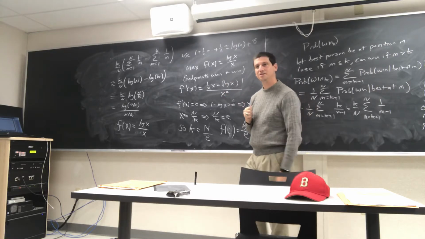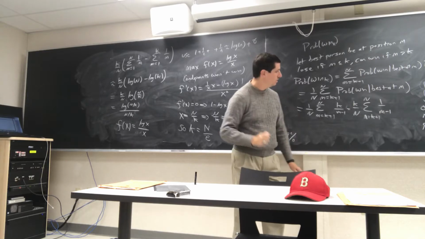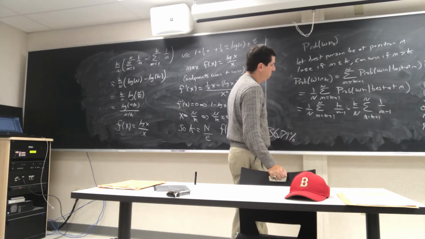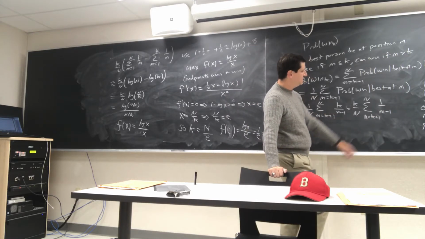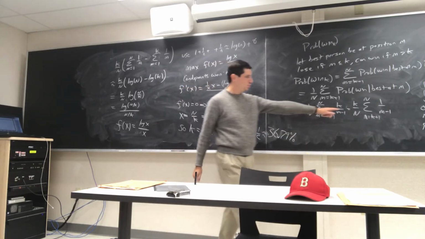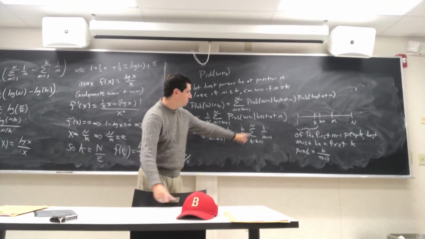Yes? Where did the 1 over minus 1 go when you went from there to there? Say that again? So there's a 1 over minus 1. Oh, that's the issue, yes. Where did the minus 1 go? You're right. I basically just was lazy and I shifted things. I should really, because I have m goes from k plus 1. So good question. So I have m goes from k plus 1 to m.